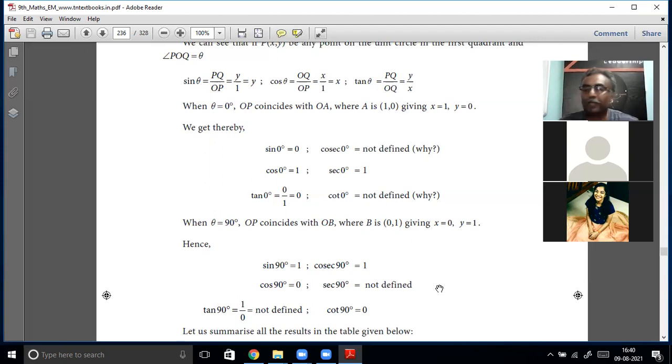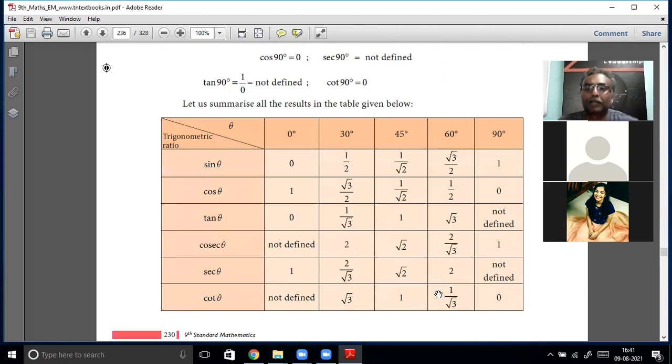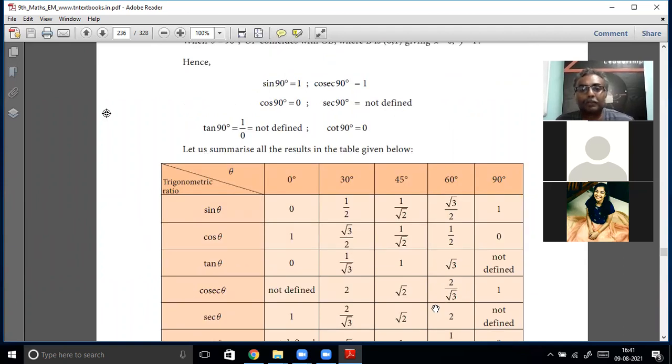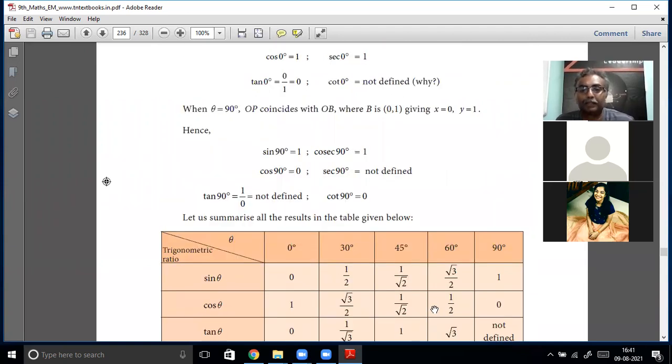Yes, very good, both of you. Tan 45? 1. Tan 60? Root 3. Correct. Tan 90? Not defined. Not defined, very good. So that is the table that is given here. You see this table, first 3 values. Now we didn't do the value for 90.